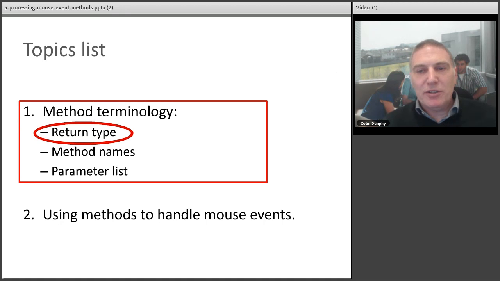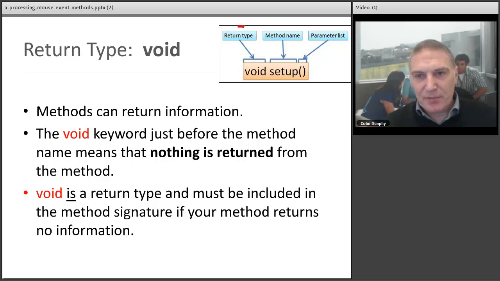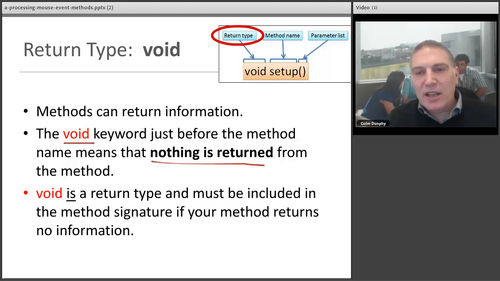So let's look at the return type and maybe dig in a little bit deeper to see what's involved in return types. So methods can return information. If they don't return information, we use the void keyword. So void means nothing is returned from the method. When you call the method, it does something, but it doesn't give you back any answer. Void is the return type and must be included in the method signature if your method returns no information. Okay, so that's why we come across this void.